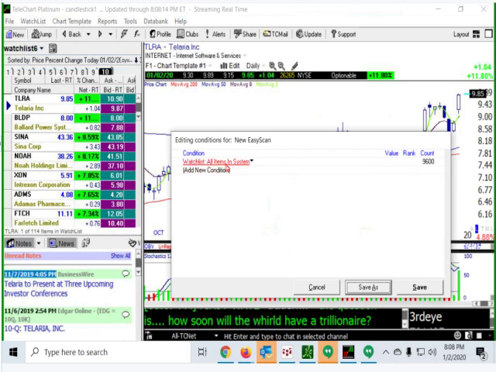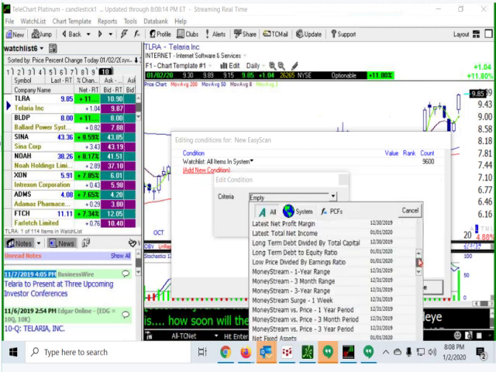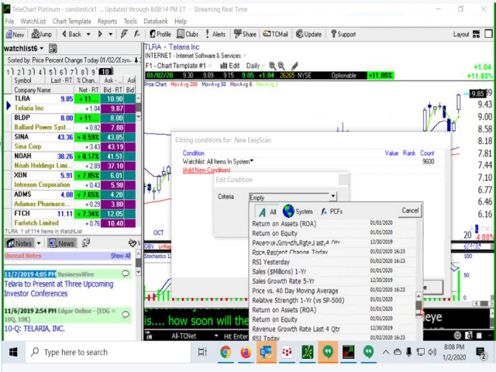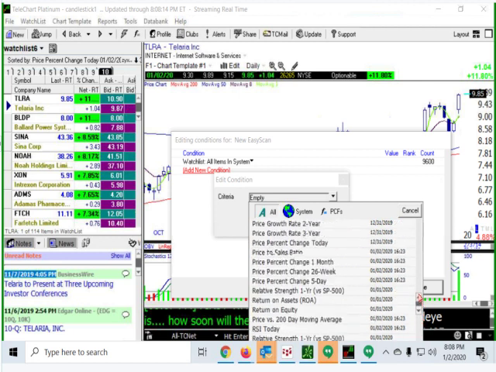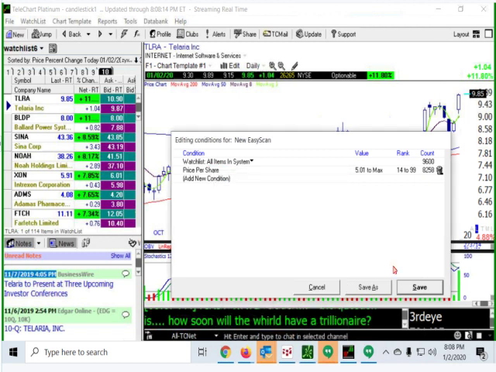And I'm going to do it, again, with the same thing, add new condition. I'm going to put all the stocks that are in my universe that I'm looking at, stocks greater than $5. So I go to price per share. Let me make sure of the drop-down boxes. I want the value, and I want stocks that are trading greater than $5. I guess that would be right there. I hit lock.